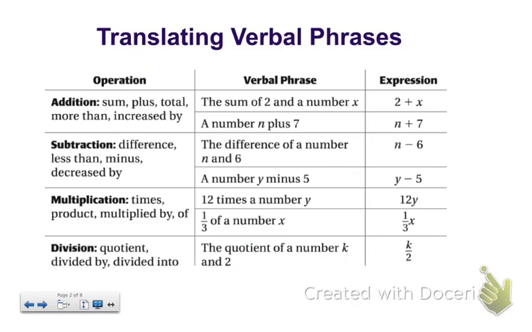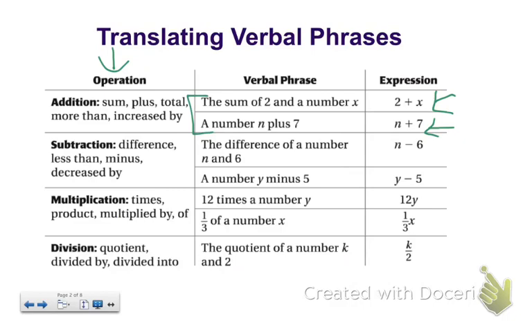Okay, so when translating verbal phrases, there's some key phrases or words that tell us what operation is going on. So that's what we have in the first column. When we're talking about addition, you might hear sum, plus, total, more than, or increased by. For two examples, we have the sum of 2 and a number x, or a number n plus 7. The first one translates to 2 plus x, and then a number n plus 7 is n plus 7.